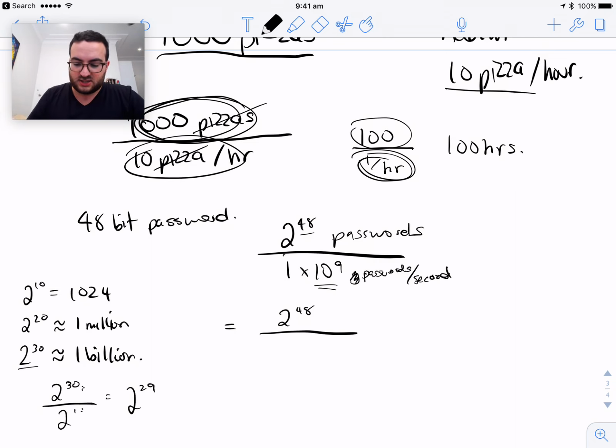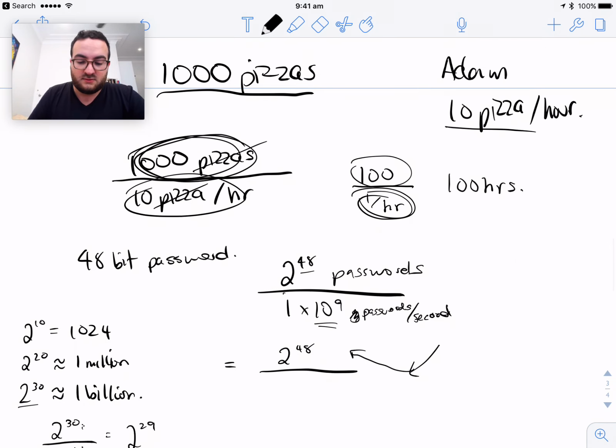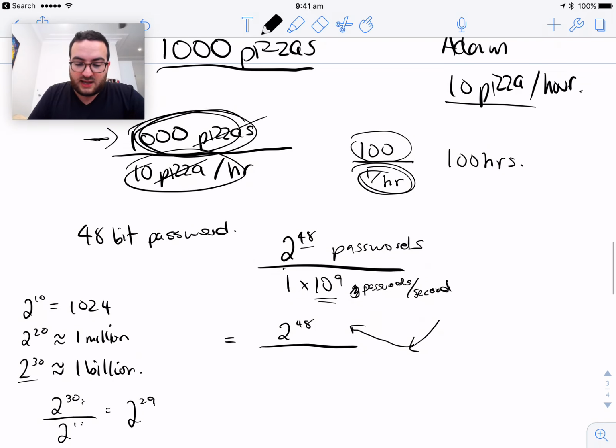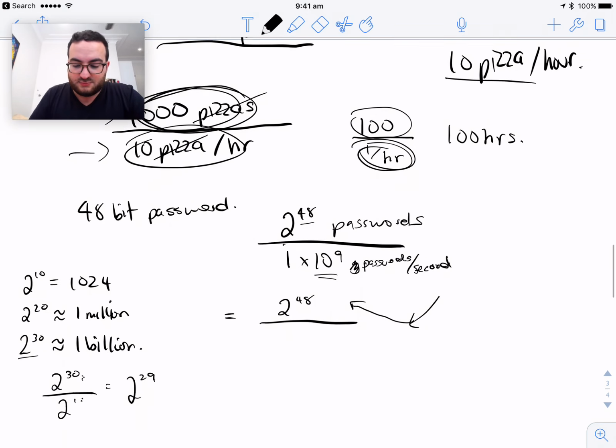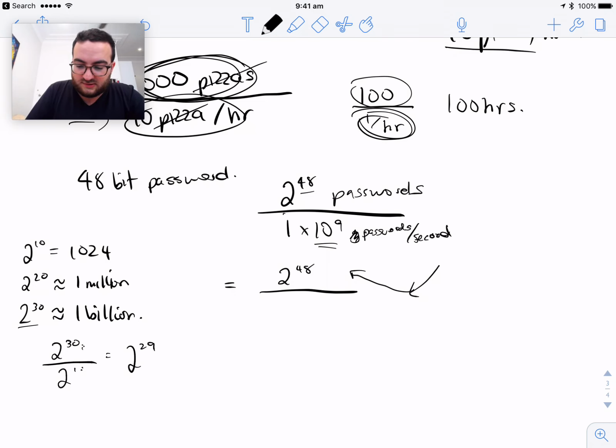Anyway, I got distracted. So we're trying to figure out how many passwords I can crack per second. So we take the number of passwords we have to crack, which is like the number of pizzas, and then we divide it by how many passwords I can crack per second. We know that's 10 to the 9, but we also know that 1 billion can be represented as approximately 2 to the 30. So we'll do that here.